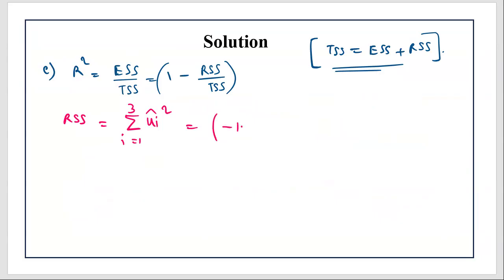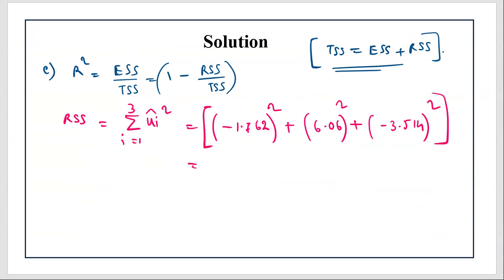So the first residual that we got is minus 1.762. Take the whole square, and then plus, the second residual was 6.06, take the whole square, and plus. The third residual is minus 3.514, and then take the square. So this will give you the residual sum of squares, right? We are taking the square and then summing over all the i's from 1 to 3, because our sample consists of only that. If you do the calculation, this RSS will come out to be 52.19. Just square them and take the sum, you will get this.